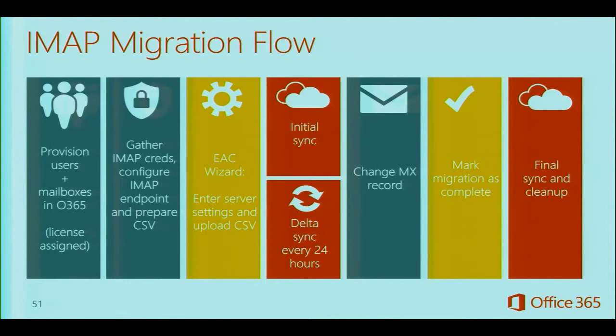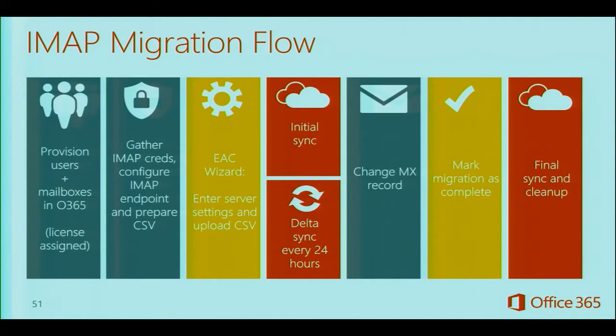And then a full sync is initially run, and then every 24 hours a delta sync is performed, so if any new mail comes into that mailbox after you've done the full migration, that mail will then subsequently get migrated to the cloud after that. Once all of your users have been migrated, you basically migrate your MX record. It's a DNS change where you'll now point to the cloud, and then you'll mark the migration as complete and then do any final syncing and final cleanup that you need to do.